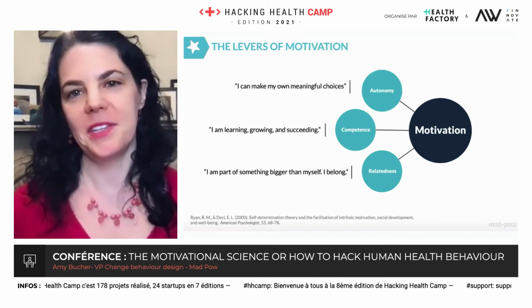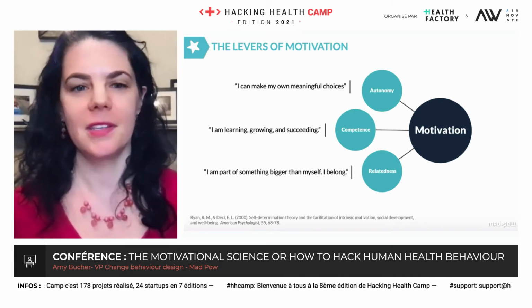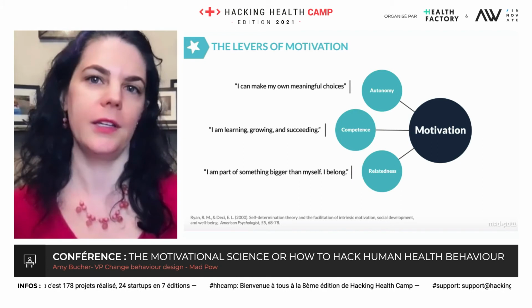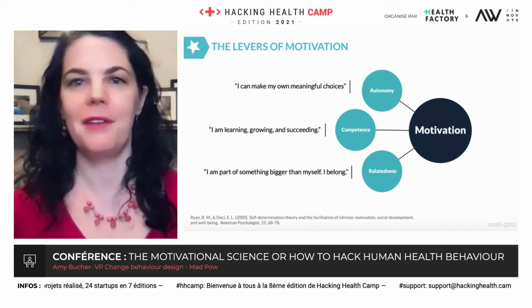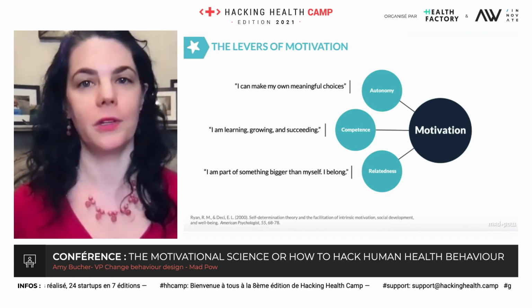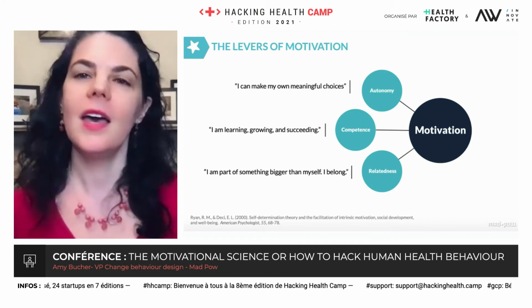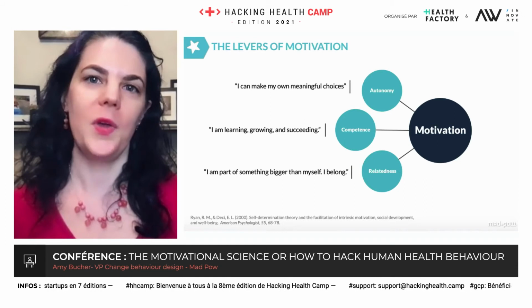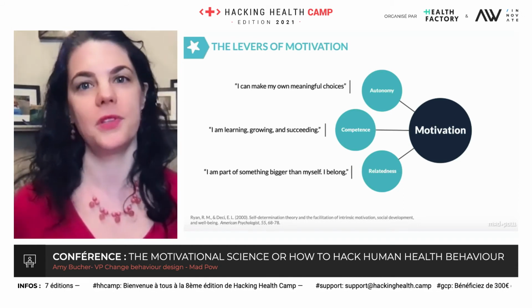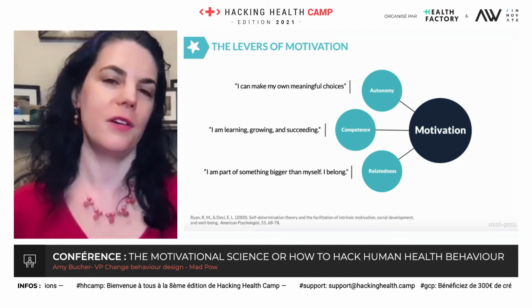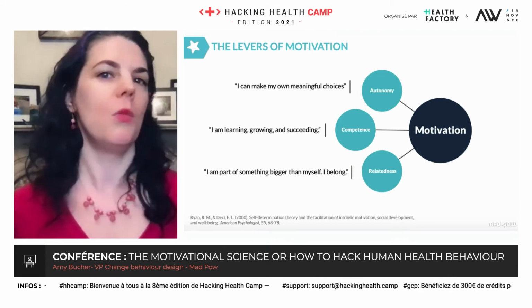The second basic psychological need is competence, and that's people's sense of learning, growing, and succeeding. We like to think that the behaviors that we do have an effect in the world, and we're always looking for evidence of that. And then lastly is relatedness. We are a very social species, and we're always looking for examples of how we're connected to others, whether it's individual other people or more of a community.